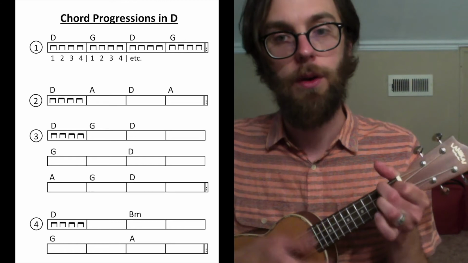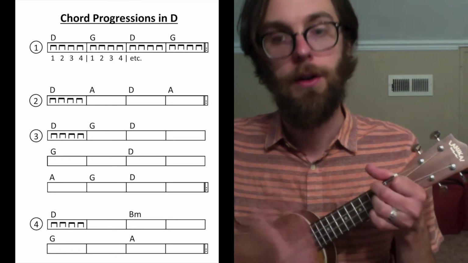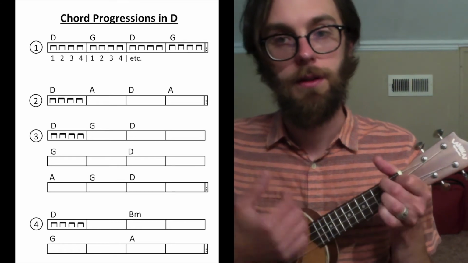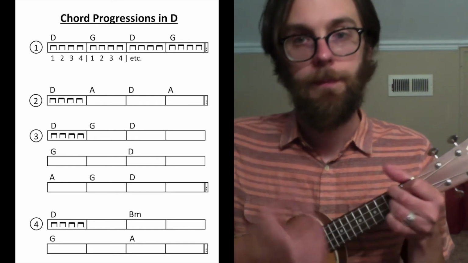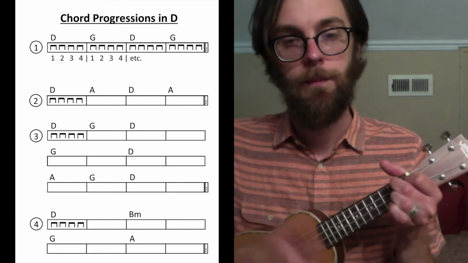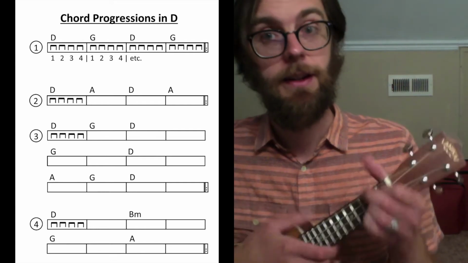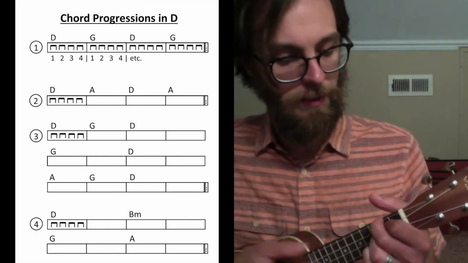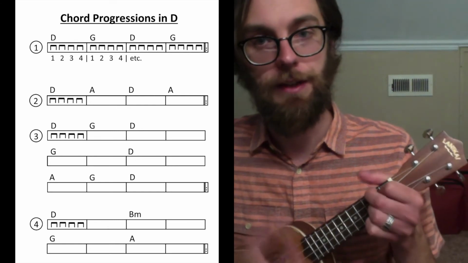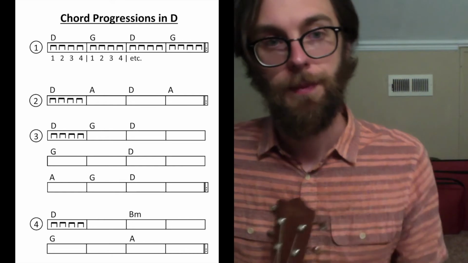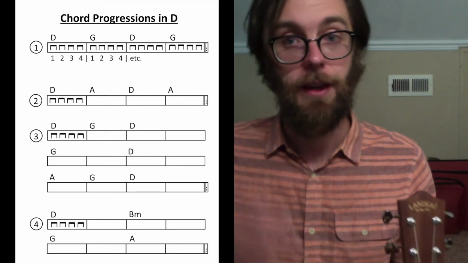So then once you get those transitions down, you do the count like on the first exercise. 1, 2, 3, 4. 1, 2, 3, 4. And then always end on the D. That's what chord all these are in the key of, D. You can end on the chord you started on. Think about it that way.